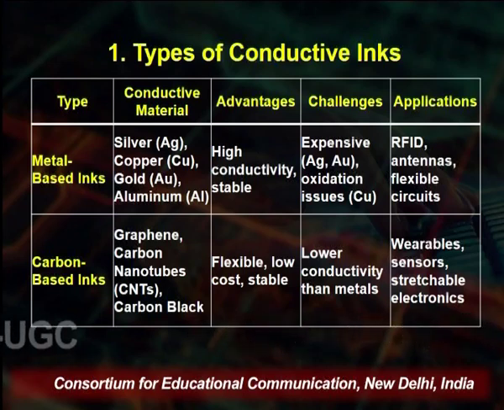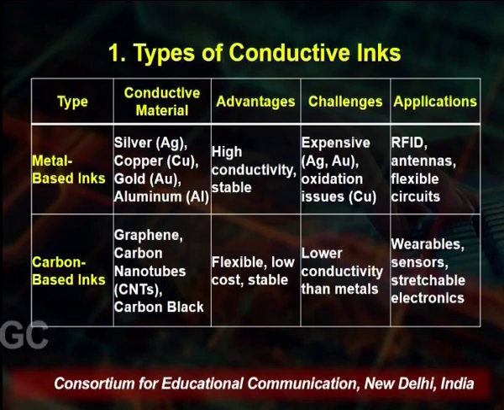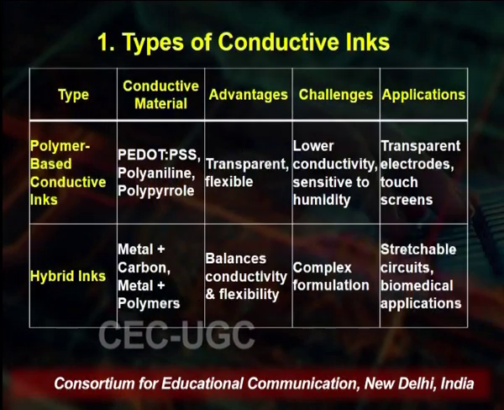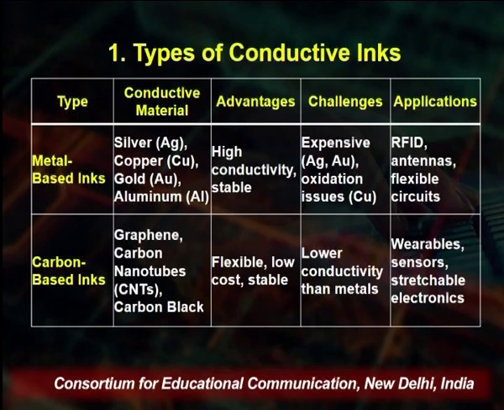Conductive material in the metal base, as you are seeing the difference between the various types of inks. These are the conductive inks where we have a metal based ink, a carbon based ink, a polymer based ink, and next is the hybrid based ink. Metal based ink has conductive material like silver, copper, gold, aluminum. Moreover, it has the advantages of high conductivity, and these are highly stable inks. It is expensive, as the cost of gold, silver and copper is high, and there is also a problem of oxidation in the metal based ink.